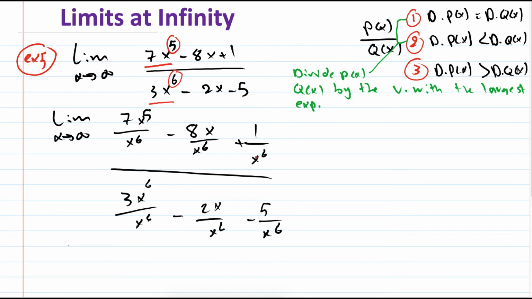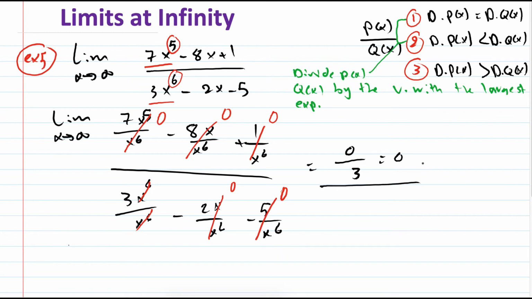Okay, we know that this goes to 0, this goes to 0, and this will be 7 over x as x approaches infinity, so this will also be 0. These two will go away. This will be 0, and this will be 0. So I have 0 over 3, which equals 0. It's totally fine. Okay, the limit of this function as x approaches infinity actually equals 0.